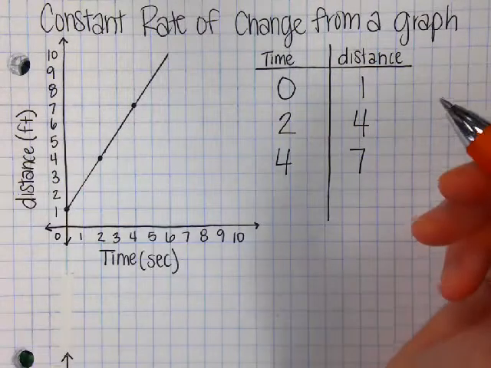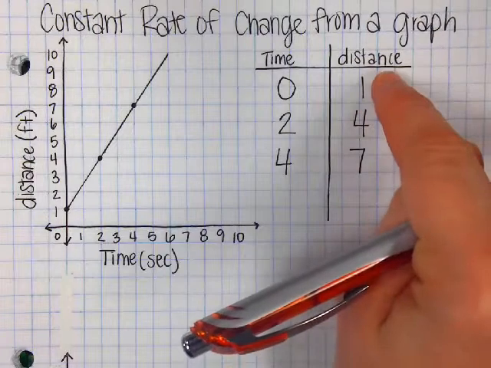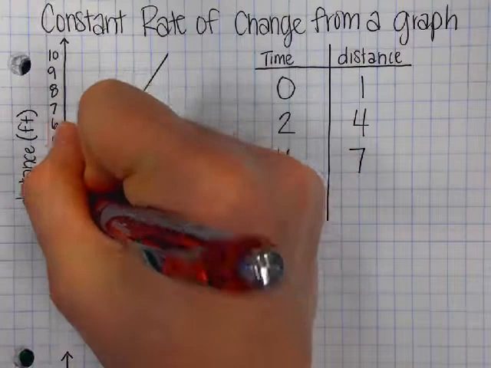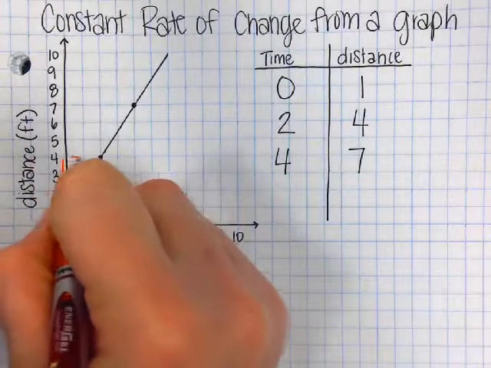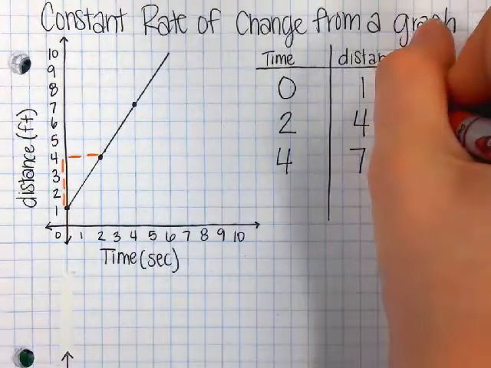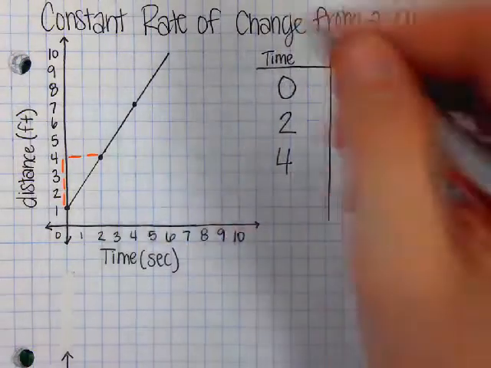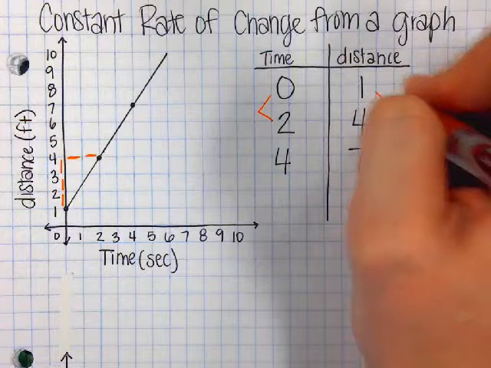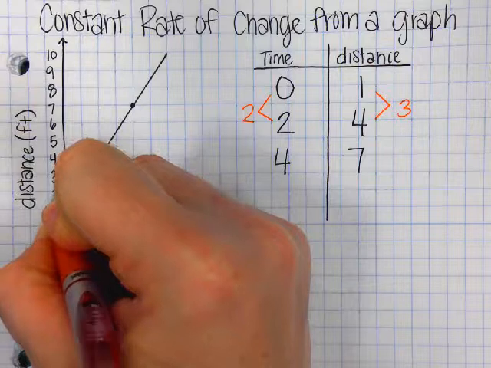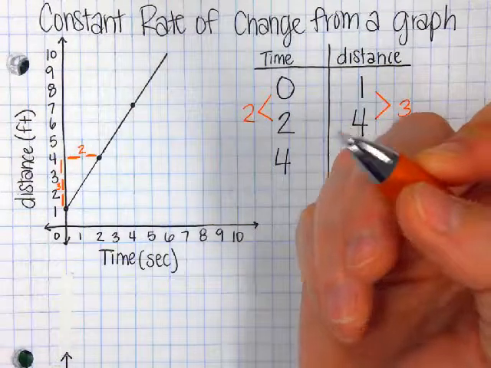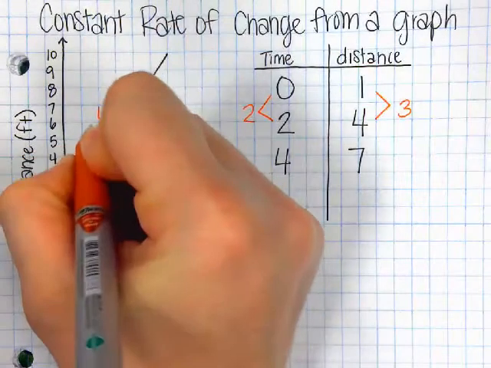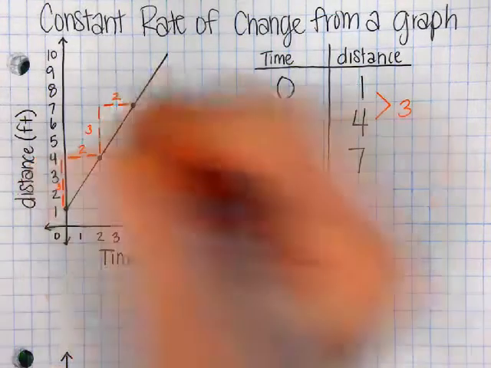So if you look, remember we talk about it has to be the change of the dependent by the change of the independent. So it went 1, 2, 3 over 1, 2. So its distance changed from 1 to 4, and then the time changed from 0 to 2. So this went up by 3, this went up by 2. Went up by 3 units and over 2 units. Okay, check the next point. Since it's a constant rate of change, it doesn't matter which points you pick. Again, went up 3 over 2.